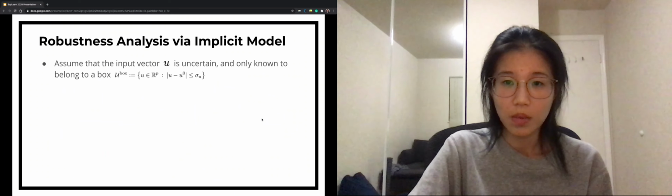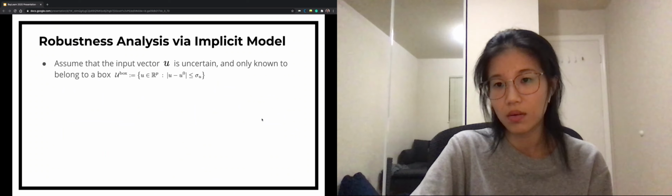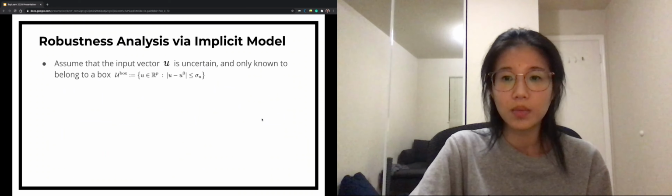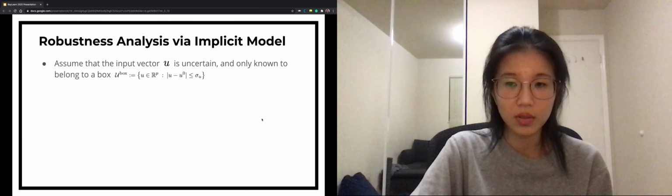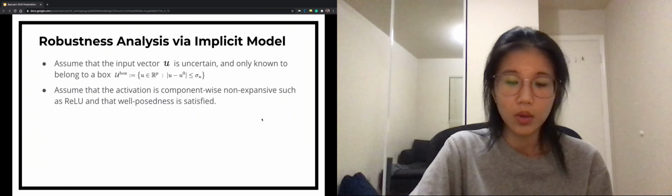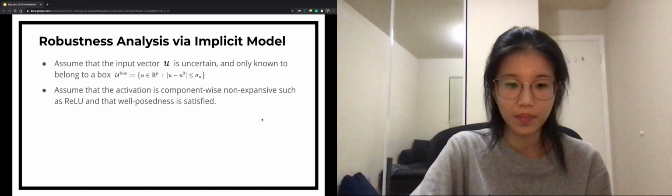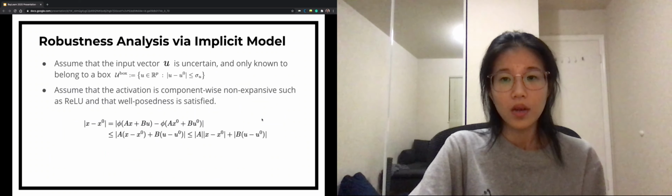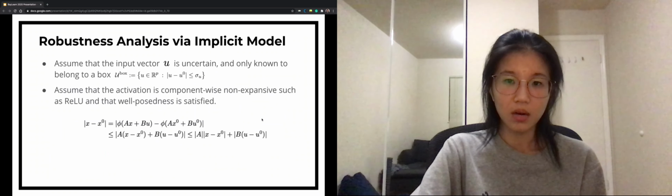Now we can analyze the robustness property of a given neural network model via its implicit model representation. Assume that the input vector is uncertain and belongs to a given uncertainty set. We also assume that the activation is component-wise non-expansive and that well-posedness is satisfied. We're interested in bounding the variation of the state vector x given the uncertainty of the input.